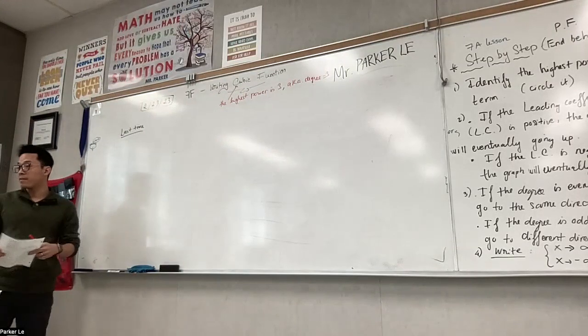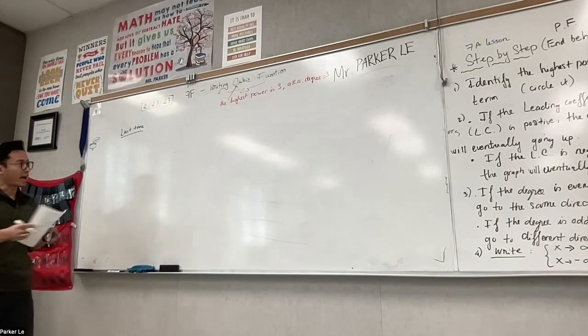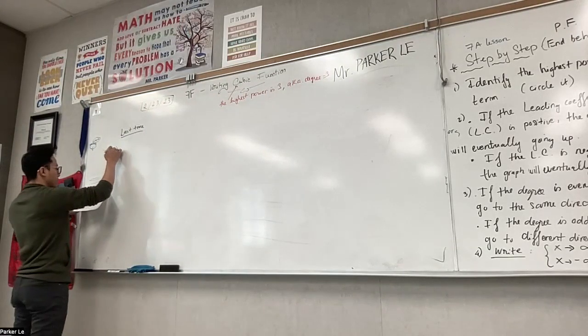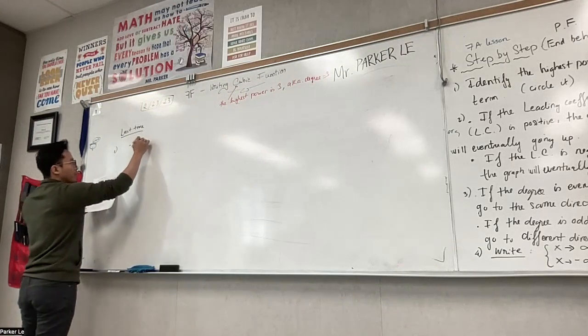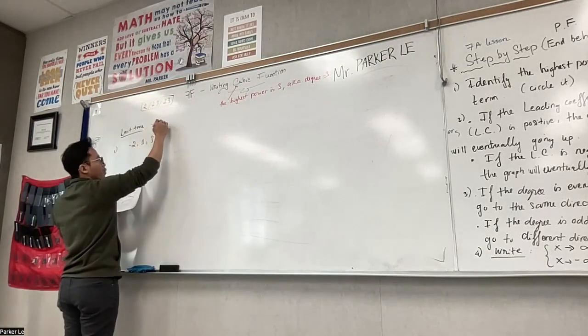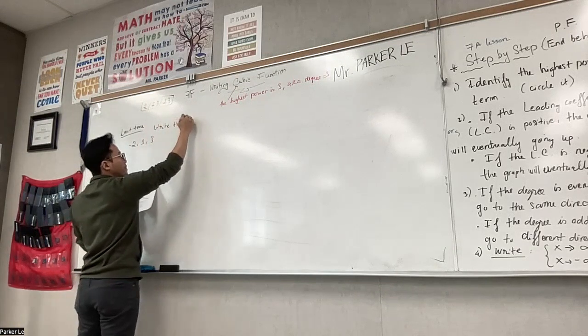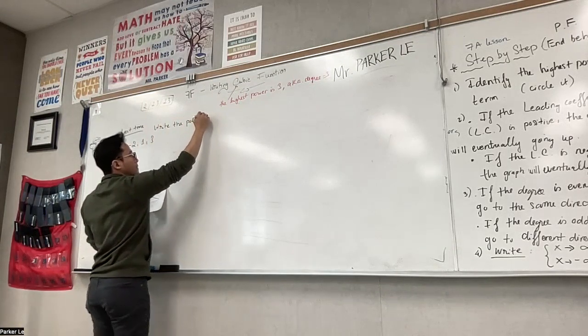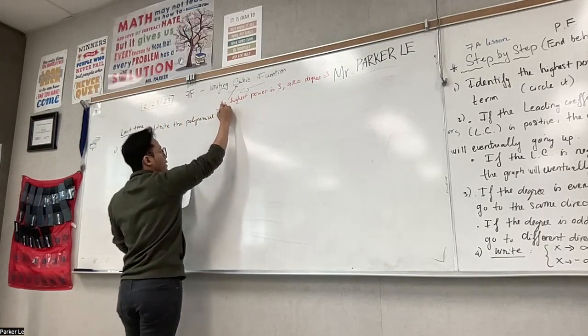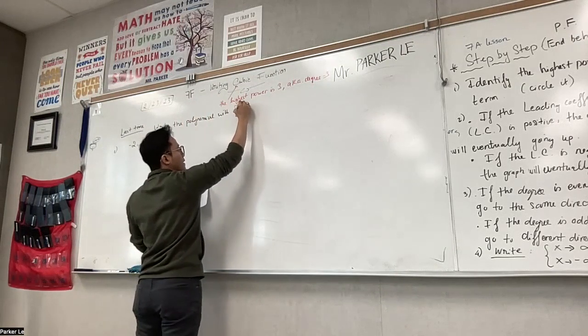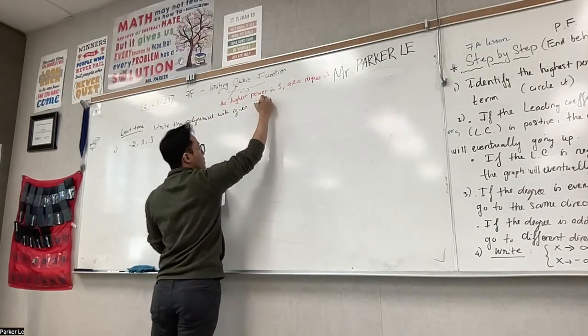Remember the last part of the 7e? I give you some solutions like negative 2, 1, 3, and I ask you to write the polynomial with the given x-intercepts.